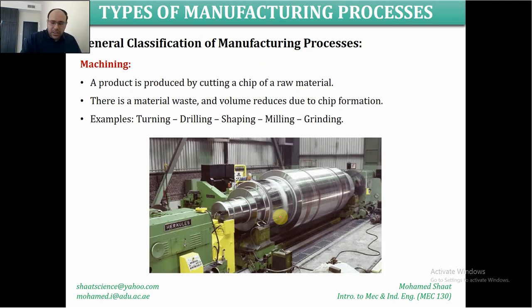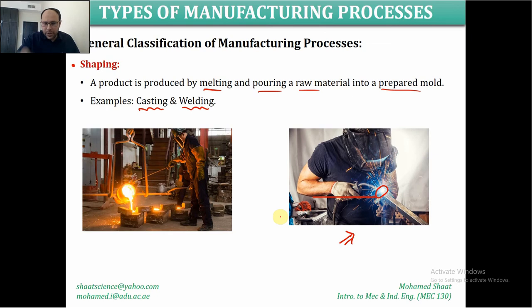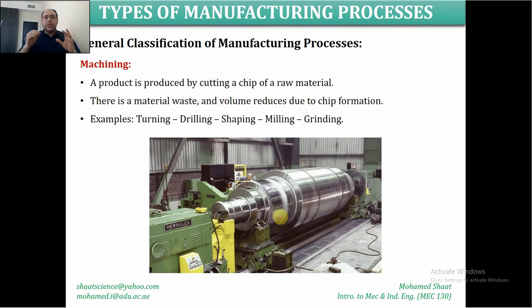What makes machining different from forming or shaping is that the product is produced by cutting a chip, that is, we have to cut something from the product. This will be counted as machining. Cutting a chip from the raw material to end up with a product will be counted as a machining process. There is material waste, which means that the volume is going to reduce in the form of a chip.